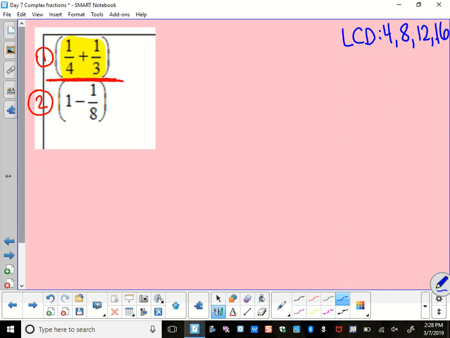Eric already said 12. Does that mean that you know that's our LCD? Yeah. Good. If you want to do it for 3, let's see, we have 3, 6, 9, 12. You guys do not have to do this on this side, okay? If you can see that your LCD is 12, then write 12. Completely fine with that. So now, my denominator is 12.